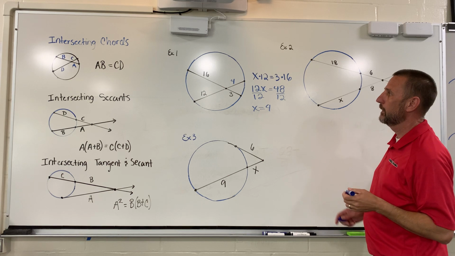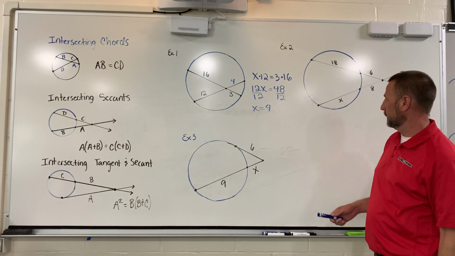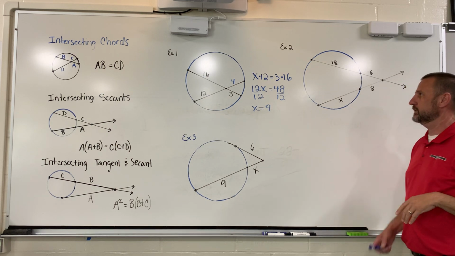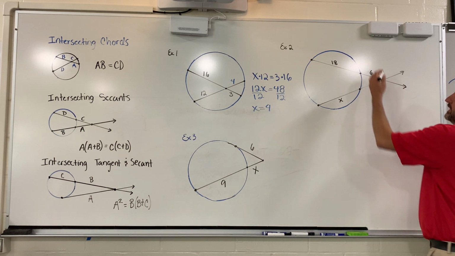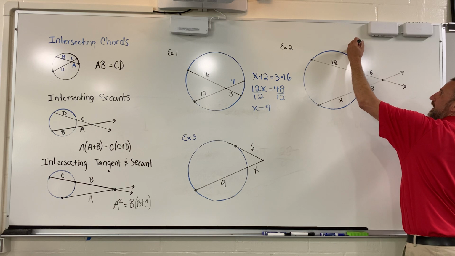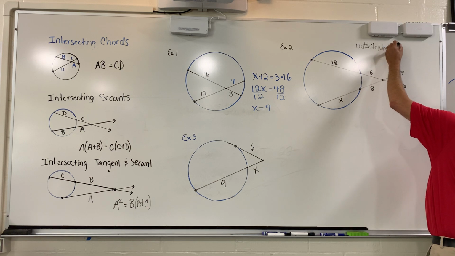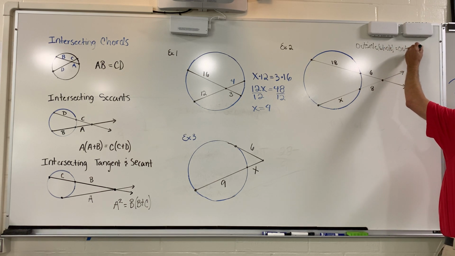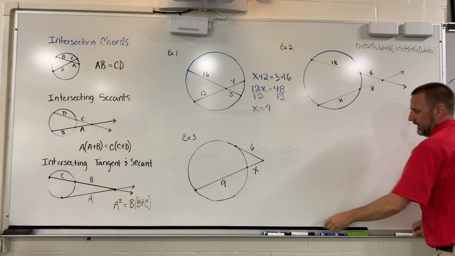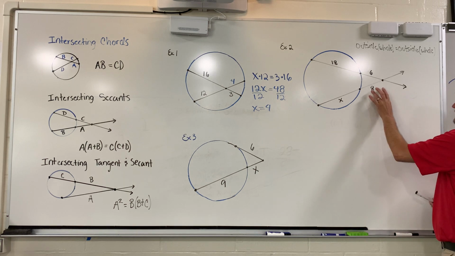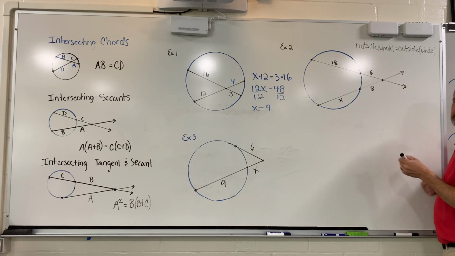All right, in the second example, I'm looking at two secants. These are lines that pass through a circle, although I didn't extend them in the other direction. The formula for this, and my shortcut way of writing it down, is the outside times the whole equals the outside times the whole. What I mean by that is if you take the part on the outside of the circle and multiply it by the whole thing, it should be equal to the other one done just the same.